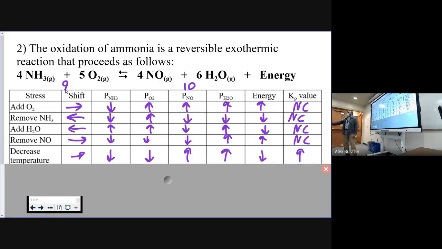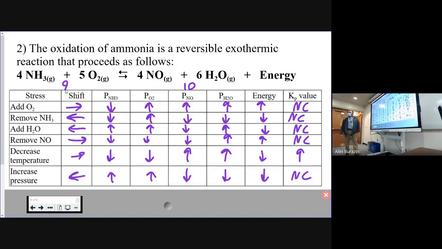Why is K going to go up? Because of that shift, right? It has nothing to do with whether temp has gone up or down. Nothing at all. It has everything to do with, am I making more products or am I making more reactants? If I'm making more products, my ratio of products over reactants gets bigger. If I'm making more reactants, the ratio of my products over reactants gets smaller. So it's everything to do with the shift, nothing to do with increase or decrease of temp.